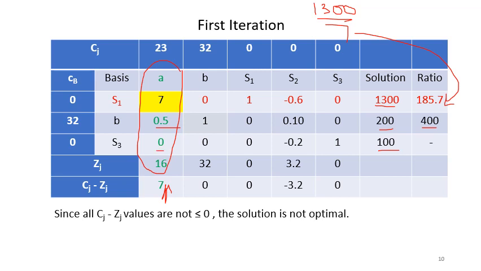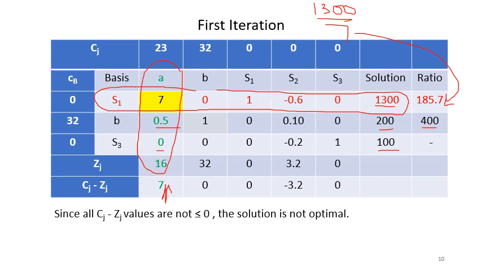So this is neglected now, because 100 divided by 0 is infinite, you cannot get a solution. Anything divided by 0. Okay. So you have only two values now, 185.7 and 400. Clearly this particular row becomes your key row now, because 185.7 is the least ratio out of the two. Minimum ratio is this.